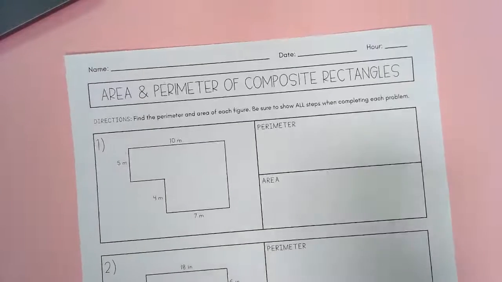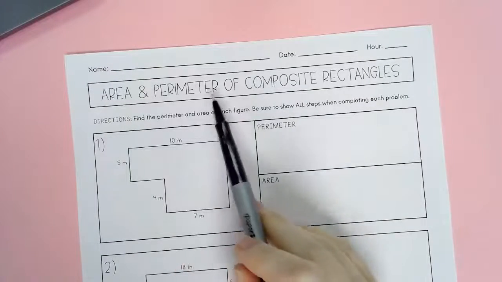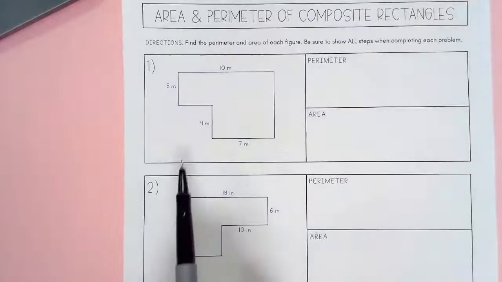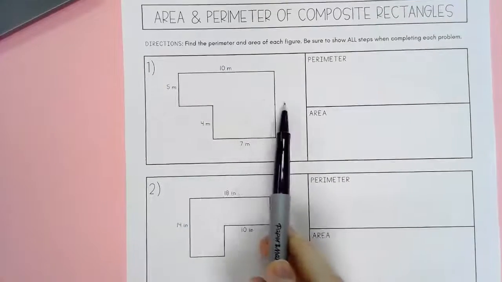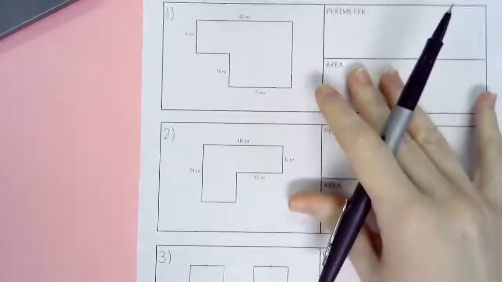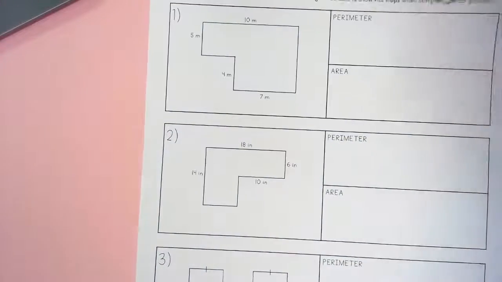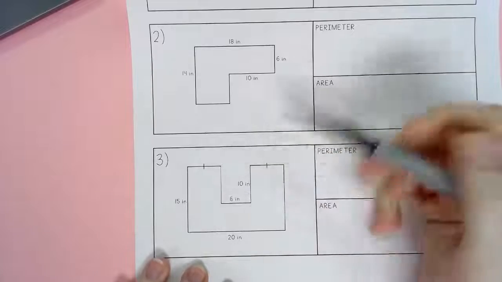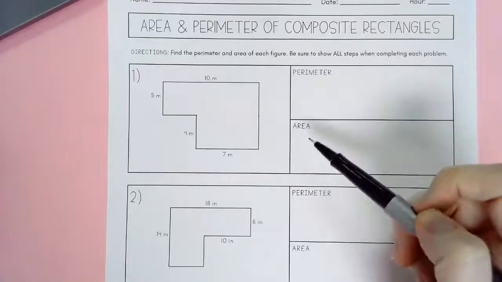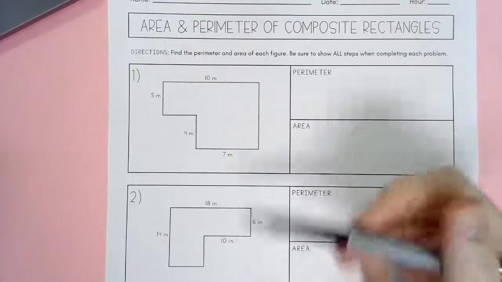Okay, so today we're going to be finding the area and perimeter of composite rectangles. A composite rectangle is where we have two rectangles put together with the separating line missing. Sometimes they're called L shapes or U's, but this is what we're looking at. We're going to be finding both the perimeter and area of each of these.